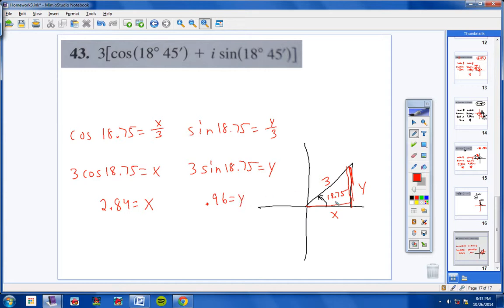So notice, students, they're both positive. We're going to the right. And notice also we're going up. So both are positive. So it would be 2.84 plus 0.96i. Okay? Let me check the back of the book on that. And we are right on the money, okay? And so that's it, students. I hope this homework help video has been a help to you guys. If you have any questions, don't hesitate to call or email.